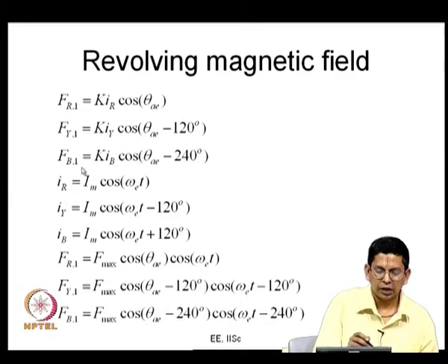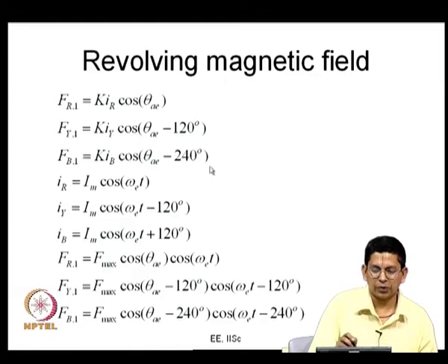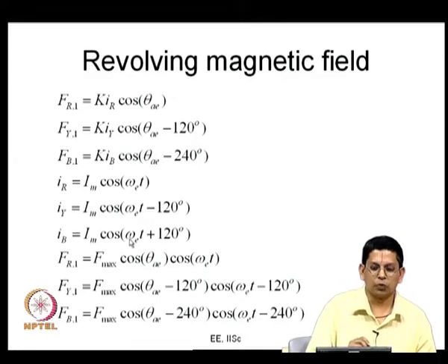Then you have the MMF at that angle produced by the B phase winding. The current flowing through the B phase winding is IB. So, FB1 is equal to K IB cos of theta AE minus 240. That is because the B phase winding is 240 degrees away from the R phase winding. And what are our IR, IY and IB? Im cos omega et, Im cos omega et minus 120, Im cos omega et plus 120, or this is also minus 240. So, these are the three phase currents that you have now.